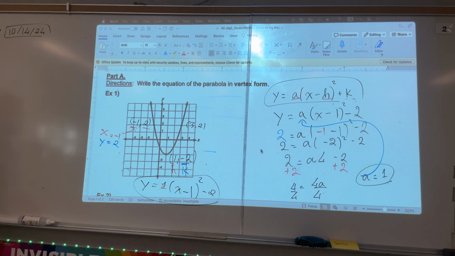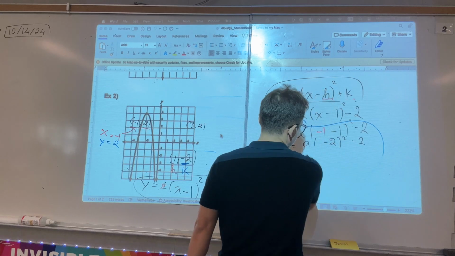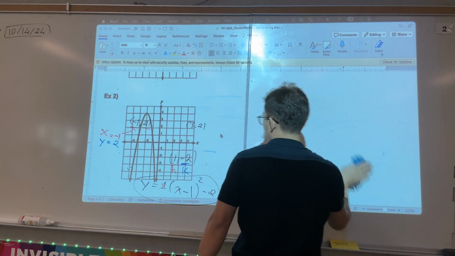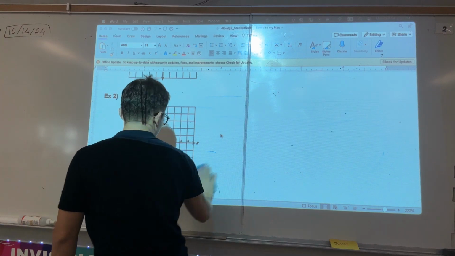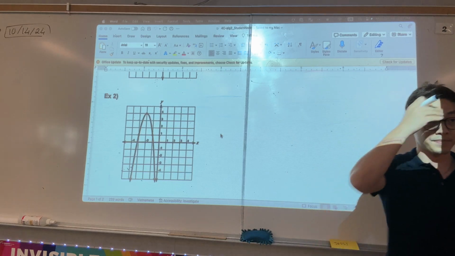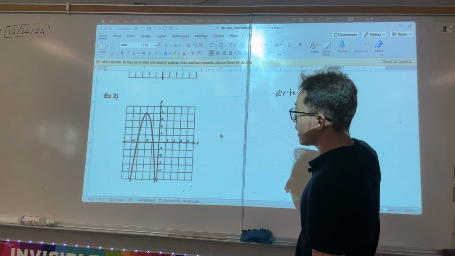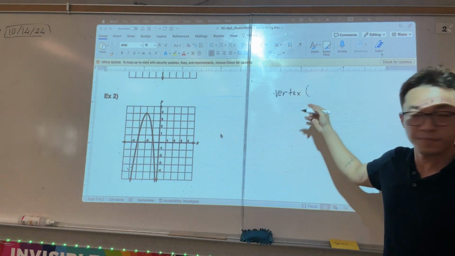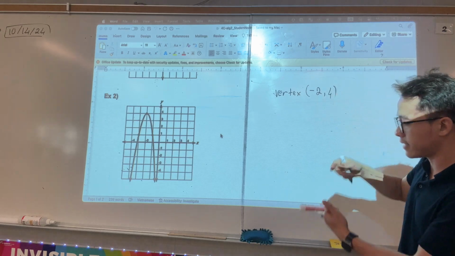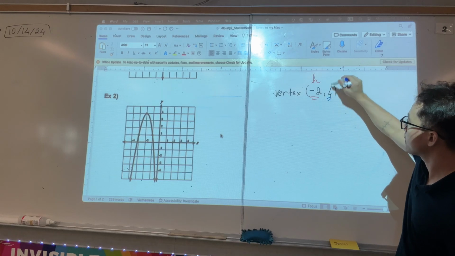So one other question on the test is this. Write in vertex form. Same concept, same procedure. What's the first thing you're gonna do? Find the vertex. What is the vertex here? Vertex is -2, 4. Very good. That means h is -2 and k is 4.